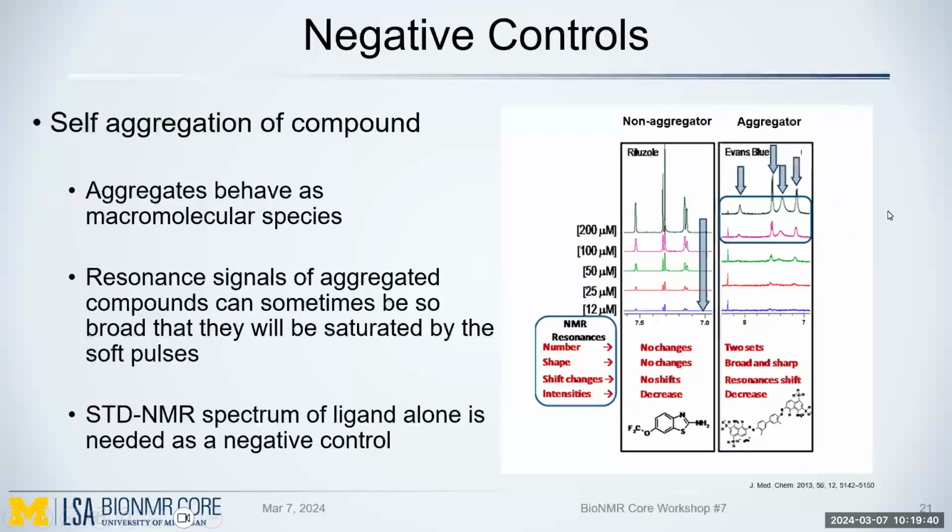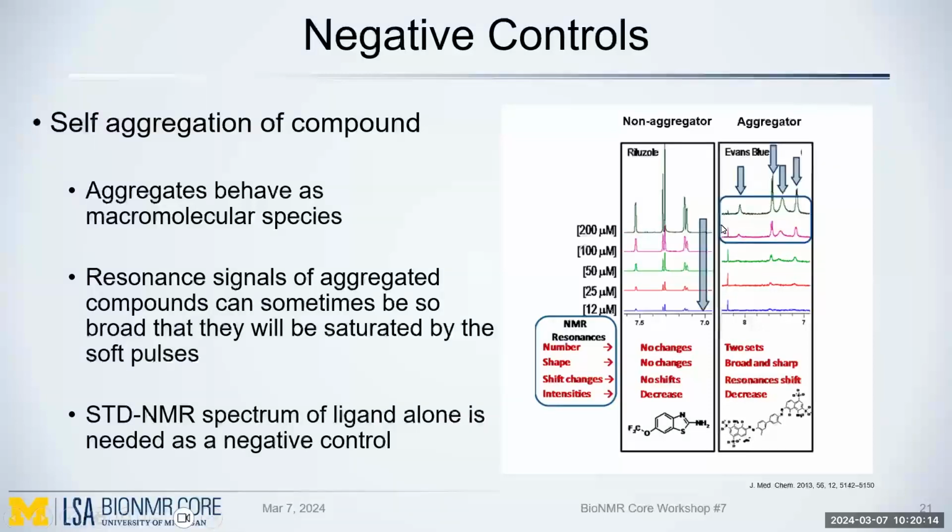So the spectrum here shows you the behavior of those non-aggregators and aggregators in solution. On the left, this is a compound that does not aggregate in solution. So as you increase the concentration of the compound in the NMR tube and record the 1D NMR spectrum, you can see that the only thing that changes is the peak intensity. The line shape is still sharp and strong, and there's no chemical shift change. However, for an aggregator, this compound will aggregate into large aggregates.